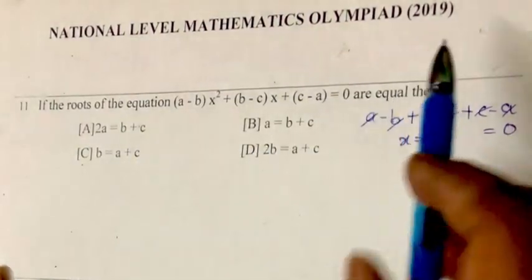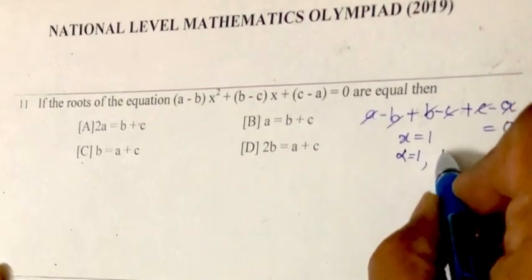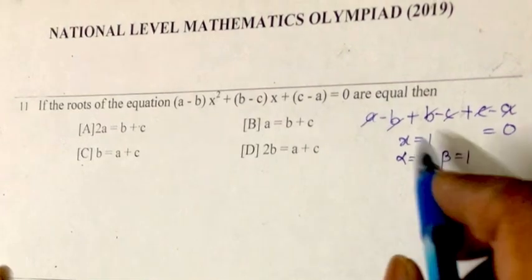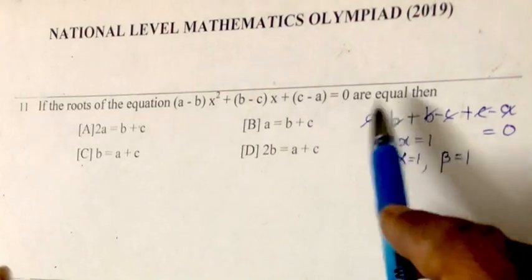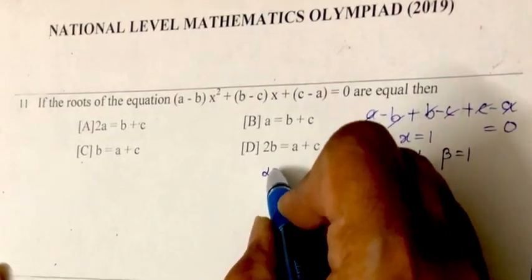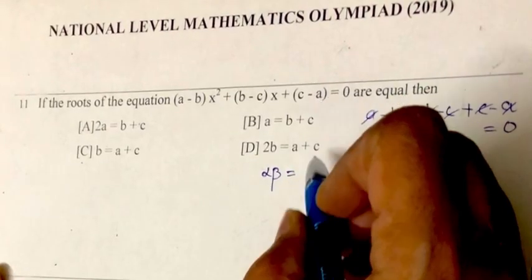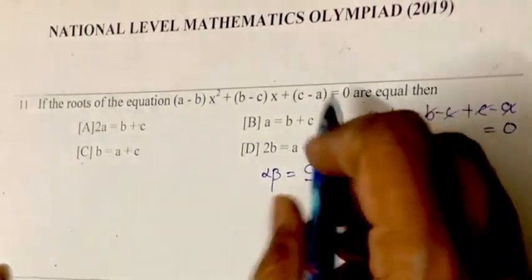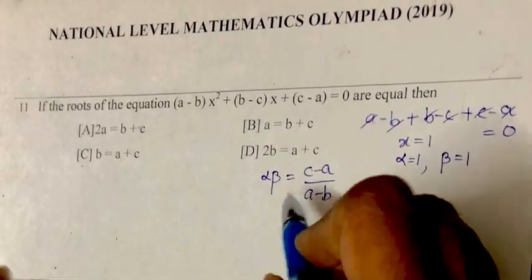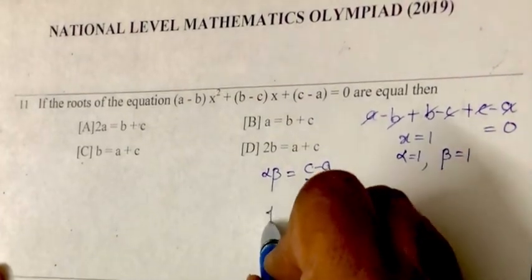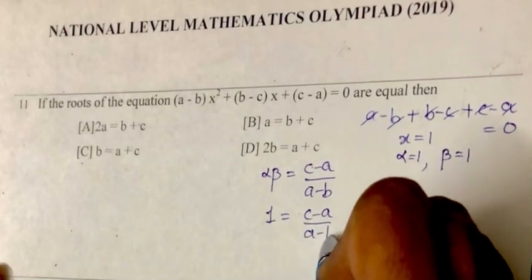Now the roots of the equation are equal. So if this is alpha, then beta will also be equal to 1 because the roots are equal. So we have the two roots of this equation, 1 and 1. Now we know that the product of the roots, alpha beta, is equal to c upon a. Here in place of c we have c minus a, and a is the coefficient of x square, that is a minus b. Now alpha beta will be 1 into 1, that is 1. So 1 equal to (c minus a) upon (a minus b).